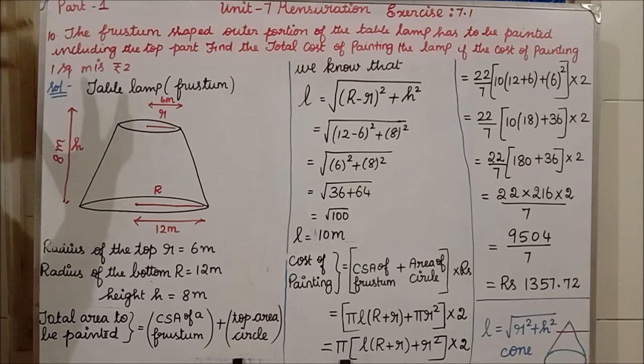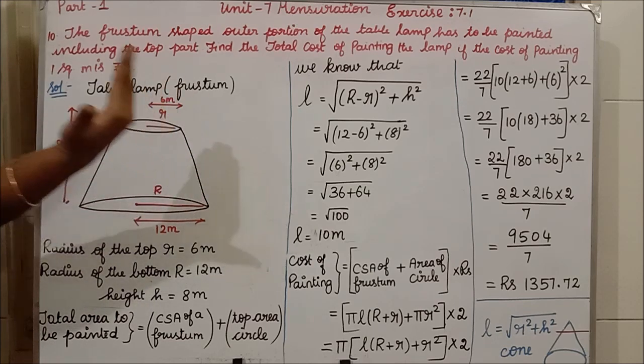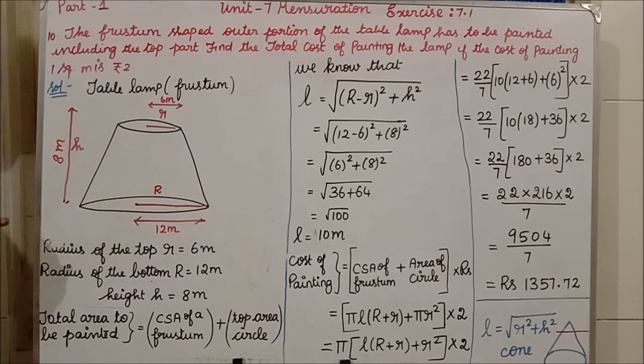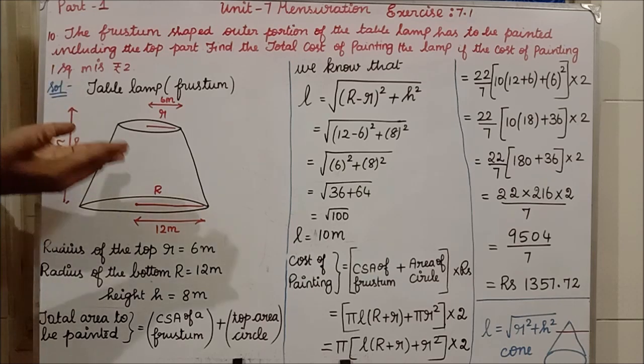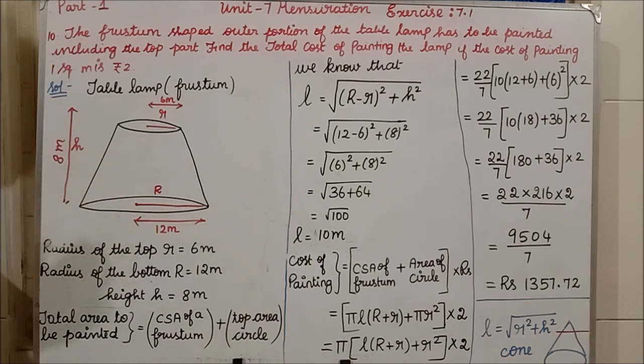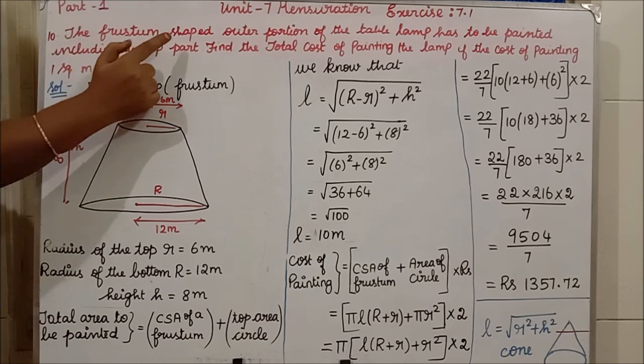They have given the table lamp in your book. They have given the diagram. See the diagram now. So the outer portion of the table lamp we are going to paint. So when you are talking about the curved surface, we have to find the curved surface area formula. So the curved surface area of the frustum we have to use, including the top part.